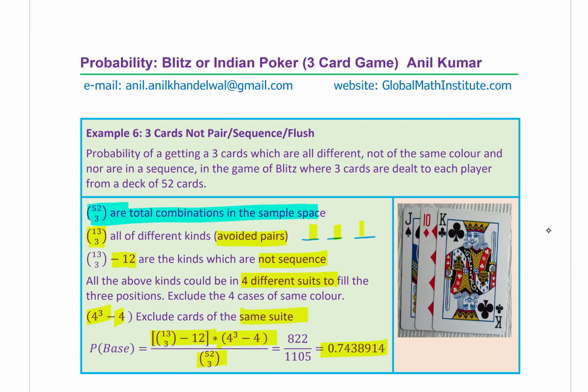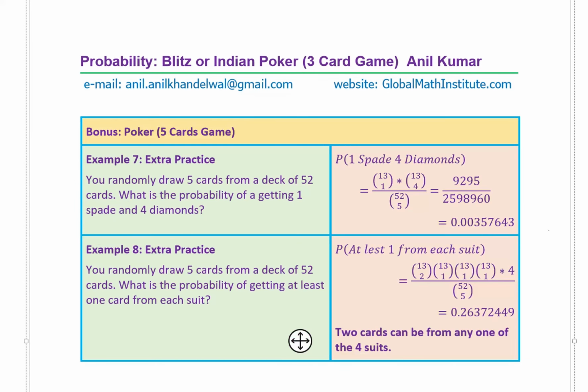which is 0.7438914. So around 74% of the times what you get is something where we are only comparing the highest card, right? So that is the most frequently dealt hand in a game of cards. Now that is the kind of all the combinations which you could get in Indian poker, which we also call Teen Patti. Now let's take up a few examples for the poker game, which is dealt with 5 cards.